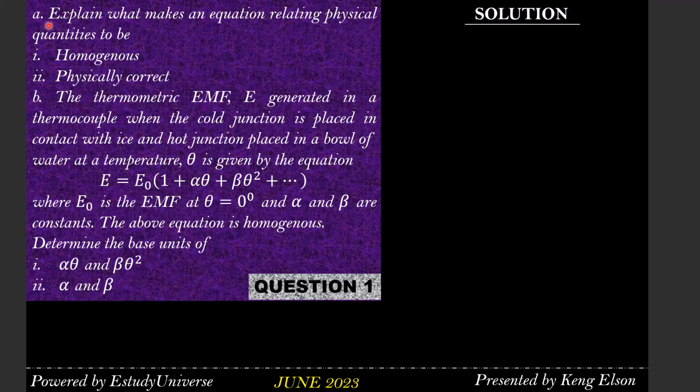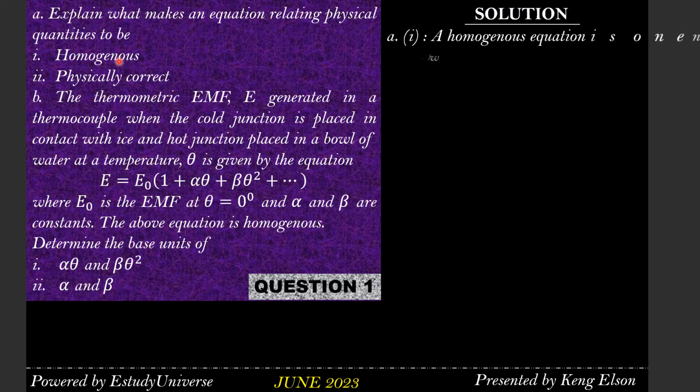So the question reads: A. Explain what makes an equation relating physical quantities to be homogeneous, to be physically correct. So we are going to begin with the A part first. So what makes an equation relating physical quantities to be homogeneous?